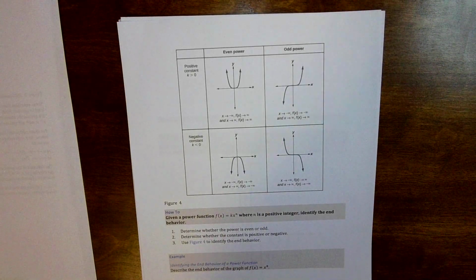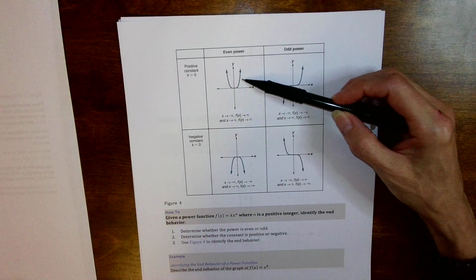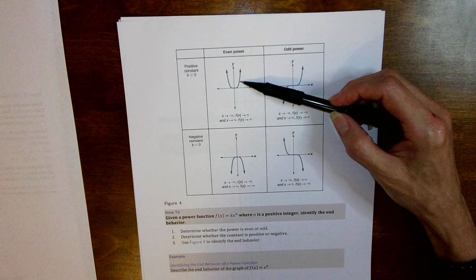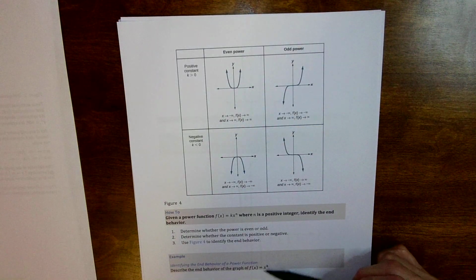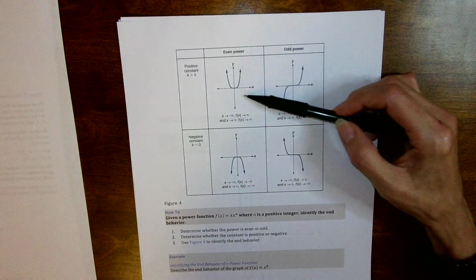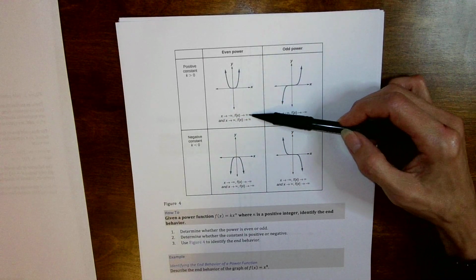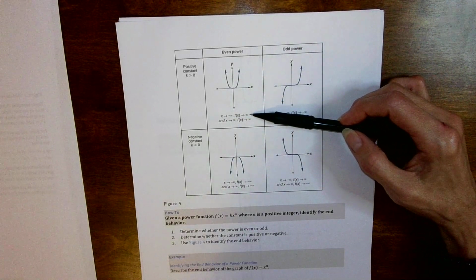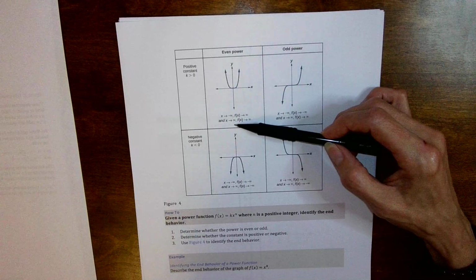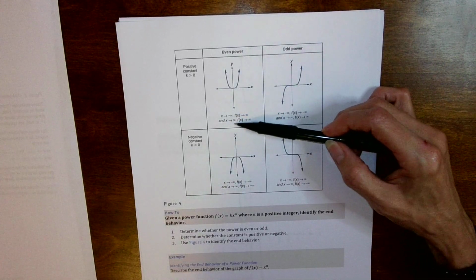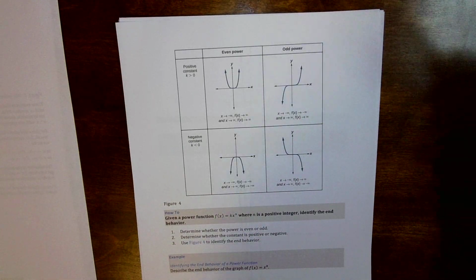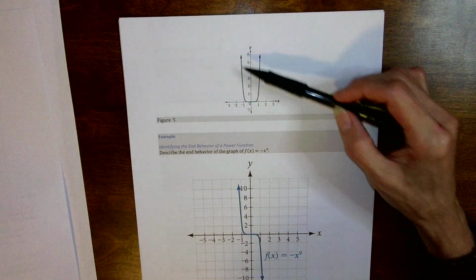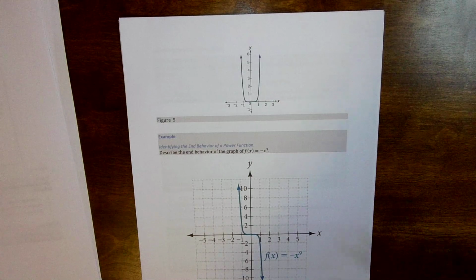So this says, describe the end behavior of the graph of x to the 8th. Well, I know that it's going to be an even power, and there's no negative, so I know it's going to come up. So as x goes to negative infinity, f of x goes to infinity, and as x approaches infinity, f of x goes to infinity. It doesn't matter if it's going left or right, the numbers are going to get big and go to infinity. And that's the graph of x to the 8th right there.